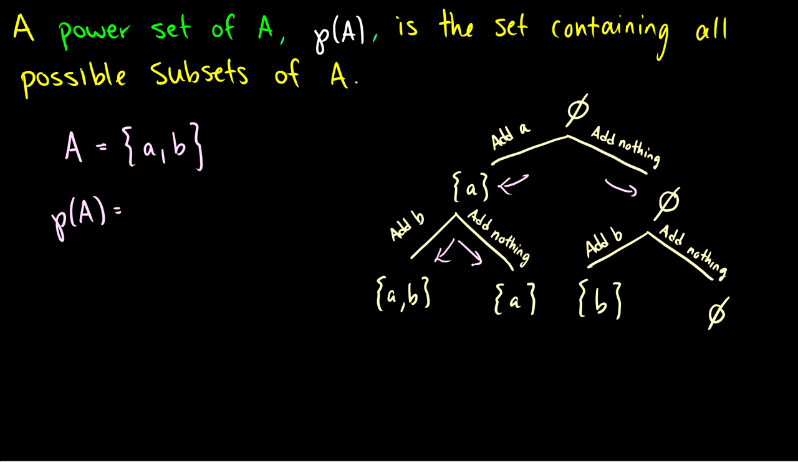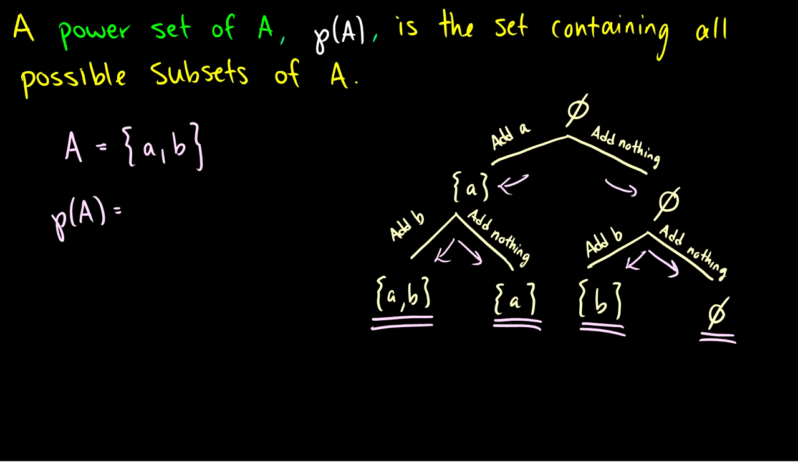Over on the empty set side, we can ask ourselves the same question. Should we add B? If yes, then we have the set containing B. If no, then we have the empty set. And now each of these is a possible subset of the set containing A and B. So if we have 10 elements in our original set, then we have to ask ourselves yes or no 10 times, which means there's going to be 2 to the 10 possible subsets.